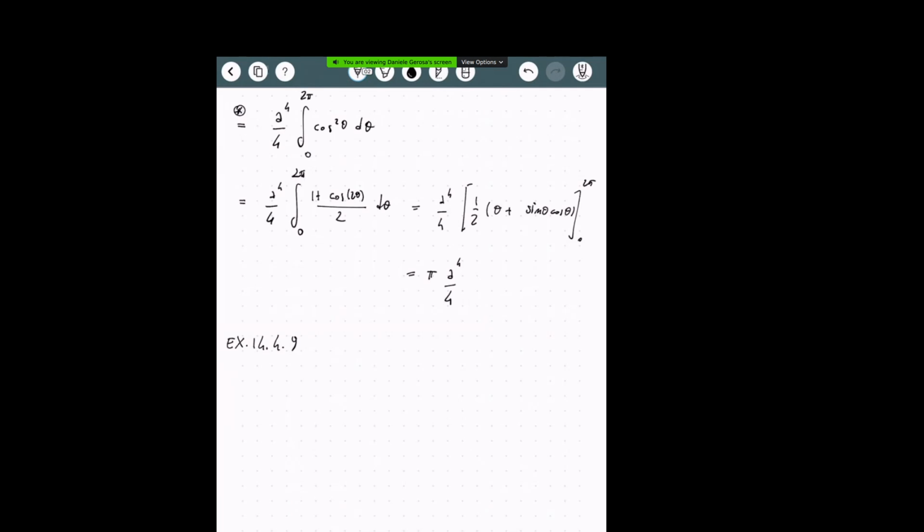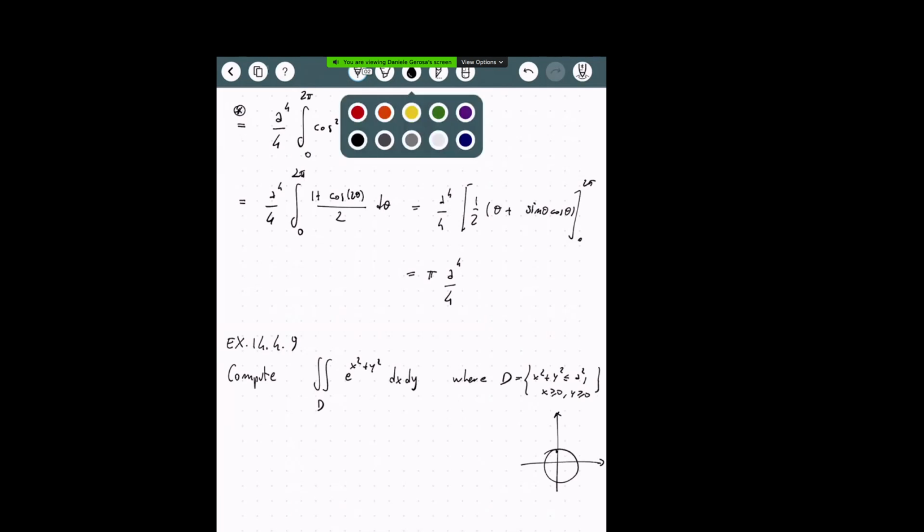Okay, so we want to compute the double integral over D of e to the power of x squared plus y squared dx dy, where D is now not the complete disk, the entire disk, but we also pick x and y positive. So this is the portion of the disk in the first quadrant, right? So it's this part here.